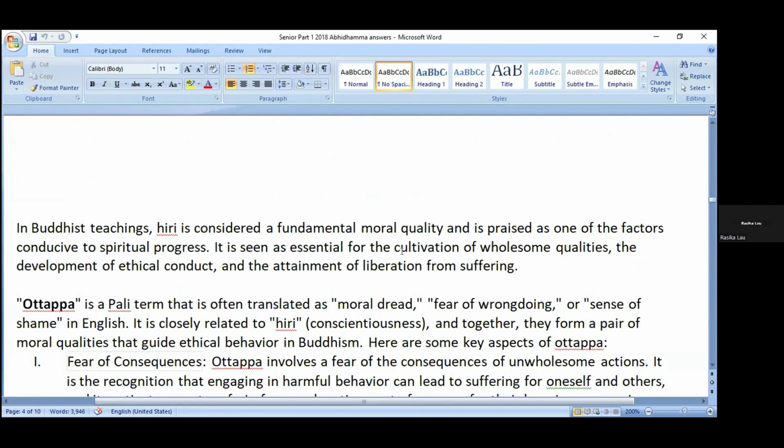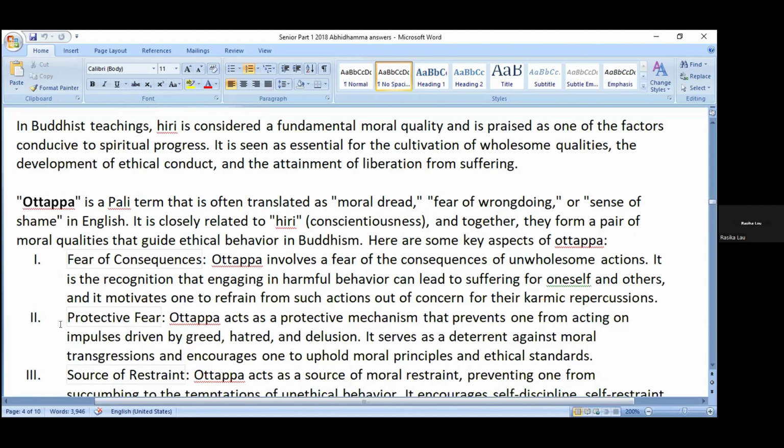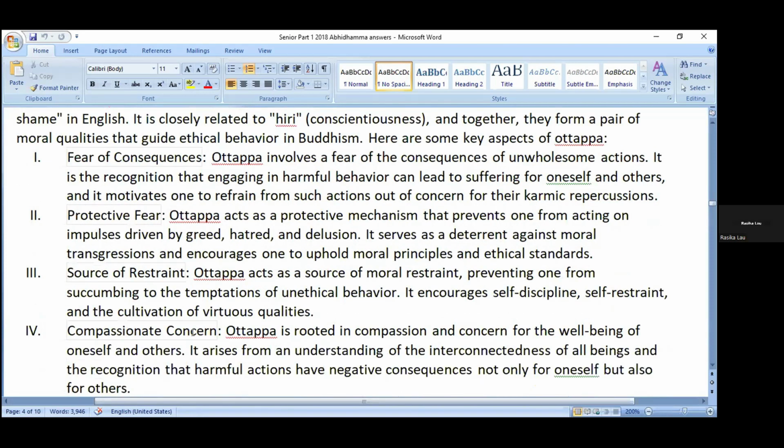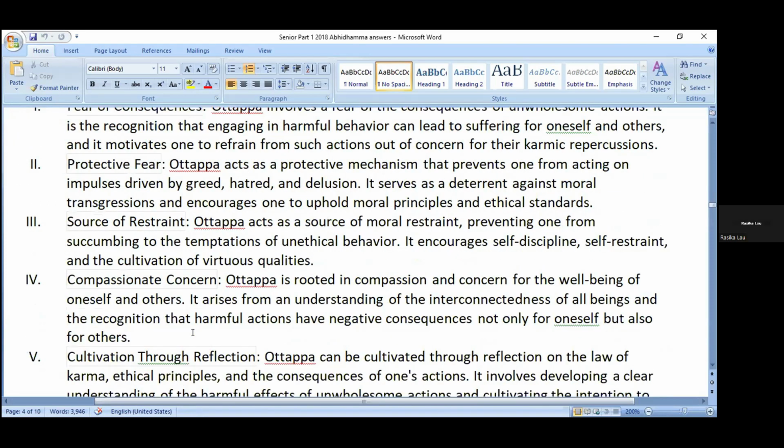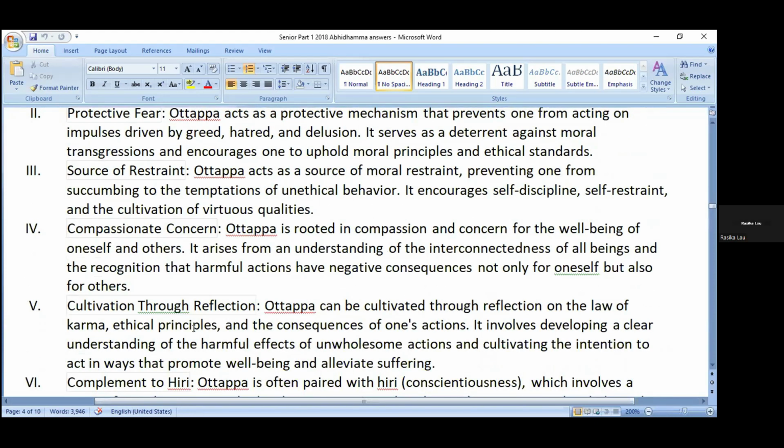Then ottappa, or what I call moral dread. Moral dread is fear of doing evil or fear of wrongdoing. So it's a sense of shame also when committed. For example, fear of consequences, protective fear, source of restraint, compassionate concern, and then cultivation through reflection, and a complement to hiri.